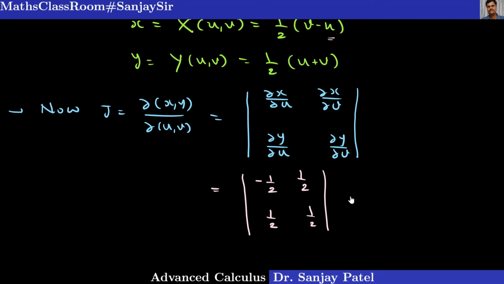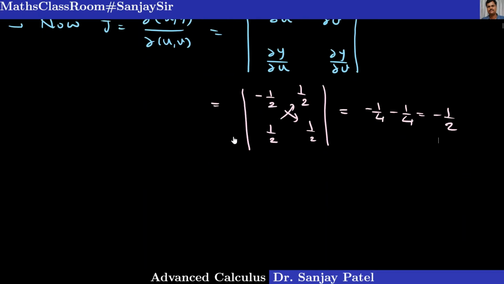Simplifying, what you will get is minus 1 by 4 into minus 1 by 4. So this into this minus this into this. So we'll get, finally, it is minus 1 by 2. So value of the Jacobian in this case, we are getting as j is equal to minus 1 by 2. Okay, let us keep it in the box.